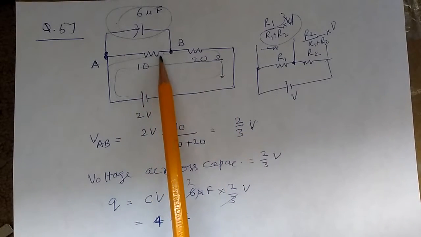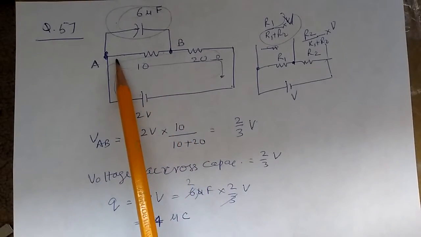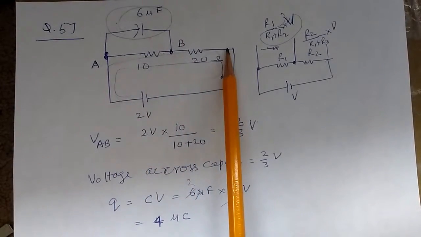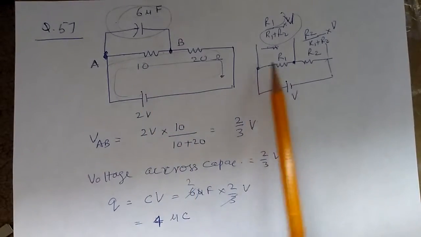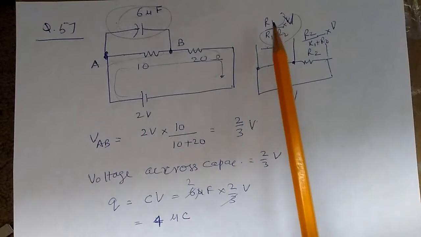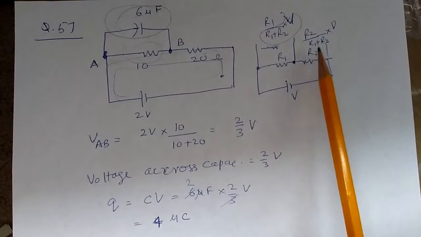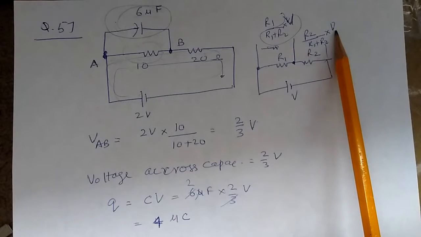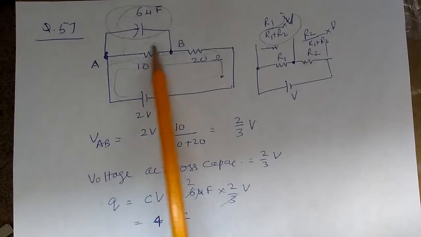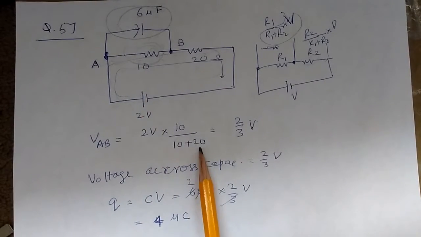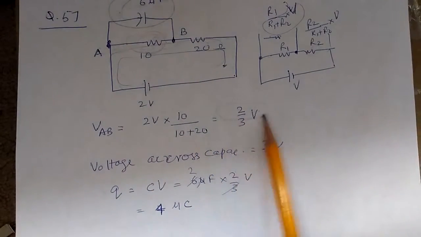If you want to solve this, you can use Kirchhoff's law and all these things, but in general you should also always memorize a voltage divider, which acts like this. The voltage across this resistor, if you call it R1 and the other is R2, will be R1 divided by R1 plus R2 multiplied by V. The voltage across this resistor will be R2 divided by R1 plus R2 multiplied by V. And so voltage across AB is 2 volt multiplied by 10 divided by 10 plus 20. 10 plus 20 is 30, so this becomes 2 by 3 volt.